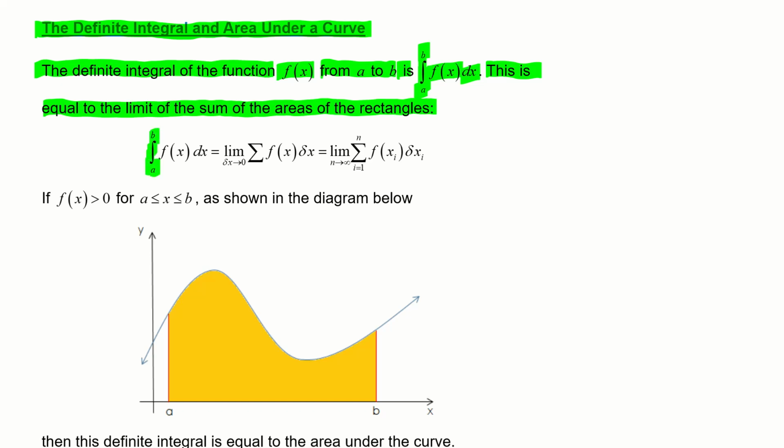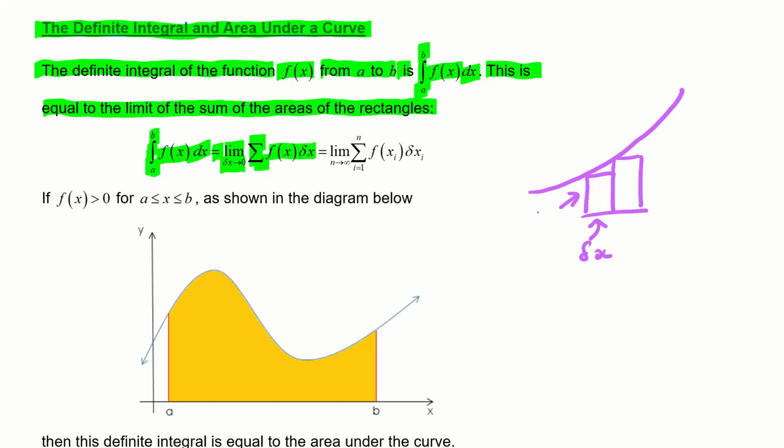So the integral from a to b of f of x dx is the same as the limit as delta x tends to 0 of the sum of f of x times delta x. What we're talking about here, we've done some of this with rectangles before, is that we have rectangles like this. The widths here are the delta x and the heights are the f of x's. So the area of the rectangle is f of x delta x.